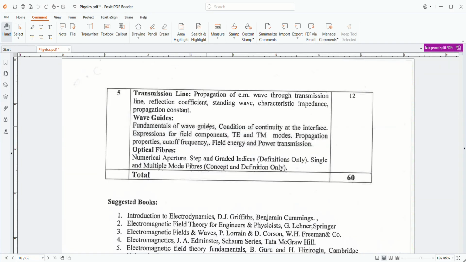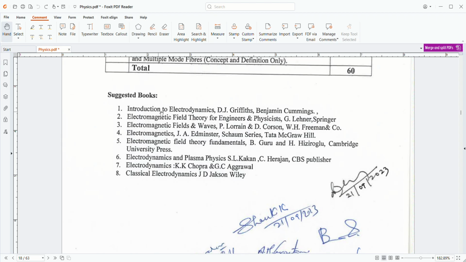So suggested books: Introduction to Electrodynamics. These are good books.